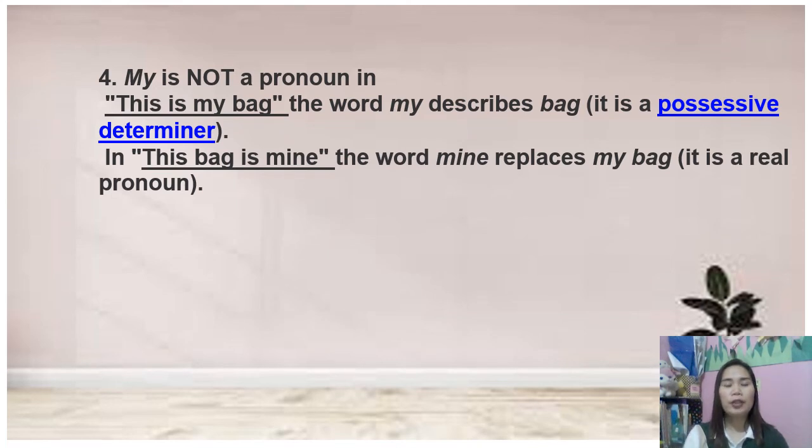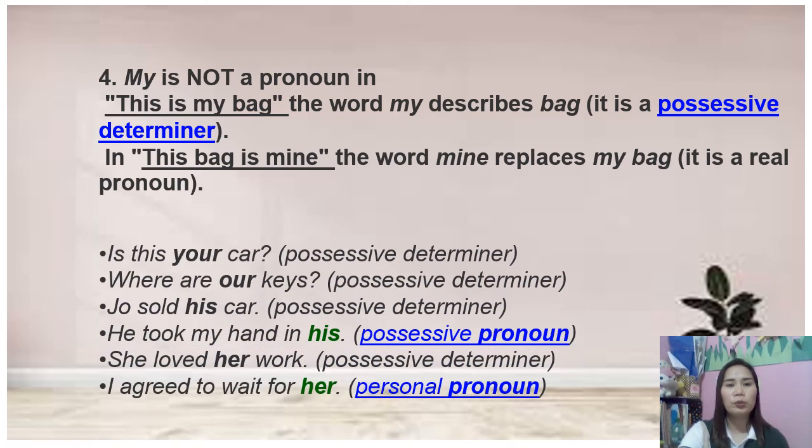So here, rule number 4, my is not a pronoun in this is my bag. So the word my here describes the bag. Therefore, it is a possessive determiner and not a pronoun. Okay? So, in a sentence, this bag is mine. The word mine here replaces my bag. Therefore, it is a real pronoun. So, you have to be careful. A pronoun replaces a noun.